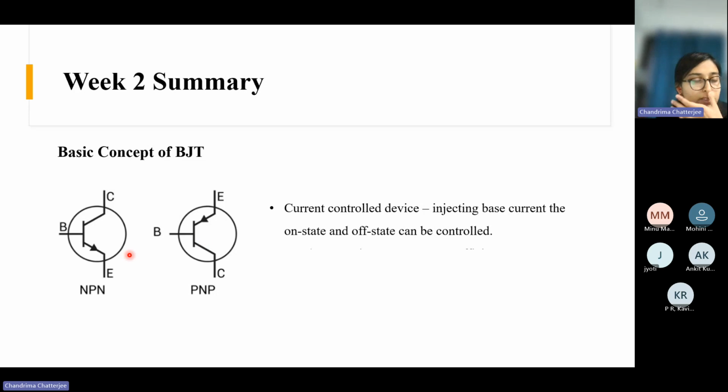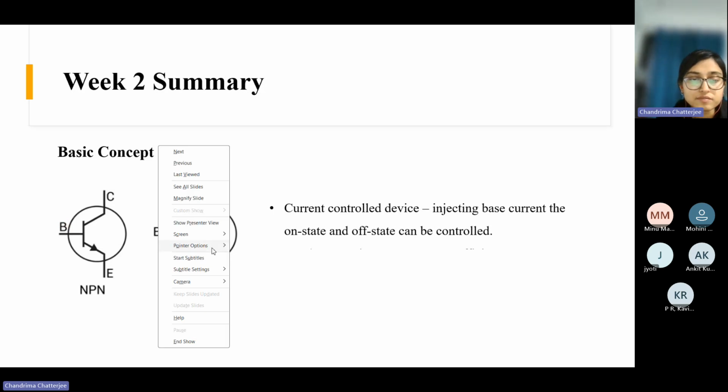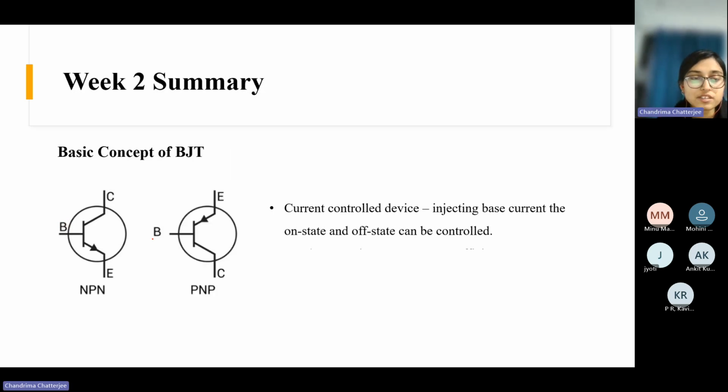These two kinds of transistors are there. And if you see the current directions, usually we talk about NPN transistors. From now on, whatever problem we solve, whatever discussion we do, will be for the NPN transistor. But all the things are applicable for the PNP transistor as well.